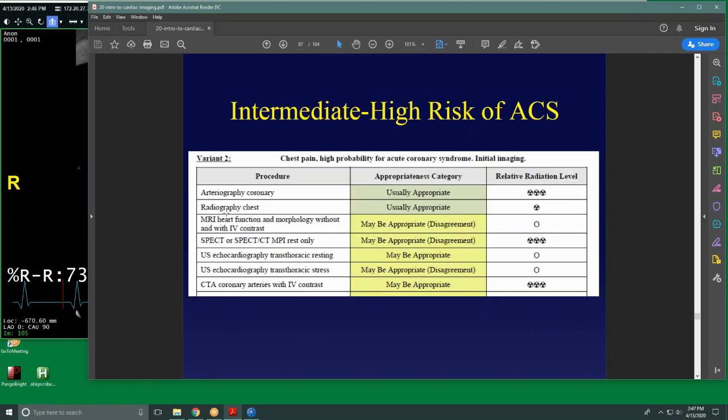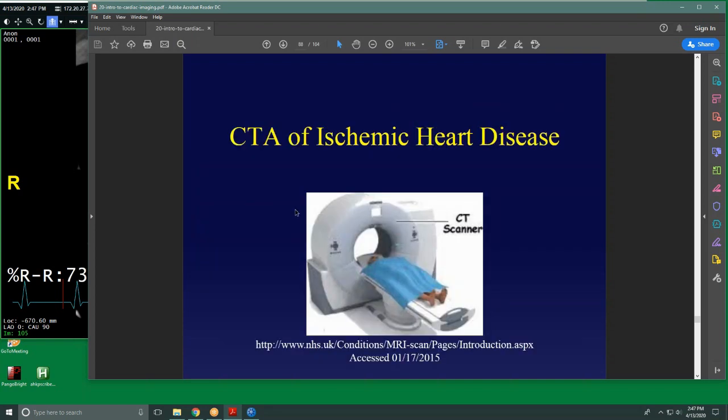I'll discuss why in a moment. Whereas if someone's at higher risk for acute coronary syndrome, it's more appropriate to go on to invasive angiography as first line. Obviously, if someone's having an acute myocardial infarction, they've got elevated troponins, they may go to the cath lab immediately. I'll get back to that in a moment.